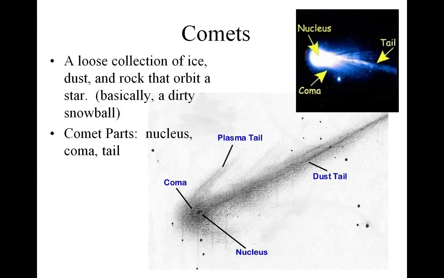We're starting with comets. Comets are just a loose collection of ice, dust, and rock that orbit a star. Basically, think of them like a dirty snowball. You need to draw a picture of a comet on your note sheet, so go ahead and do that. The center part of the comet, okay, so draw a circle maybe, is the nucleus.